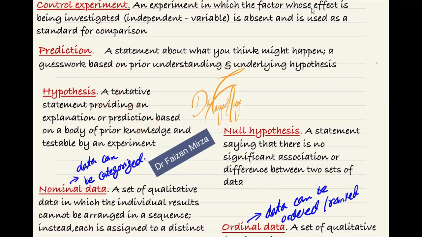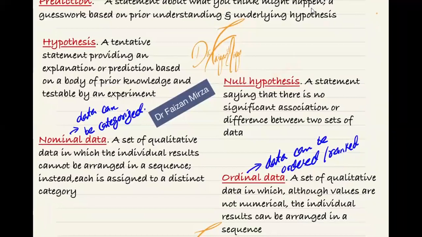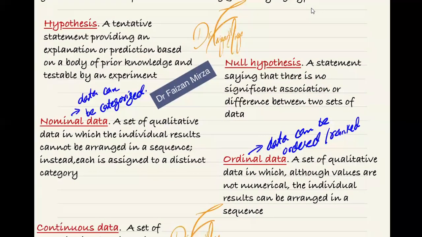But when you're asked to make a null hypothesis, the null hypothesis is a statement saying that there is no significant association or difference between two sets of data. This association is the same thing that you are discussing in the hypothesis, where you say there is a significant association. This association could be between the means of the data, or the correlation, or between observed and expected, or something which we'll be discussing in other videos.